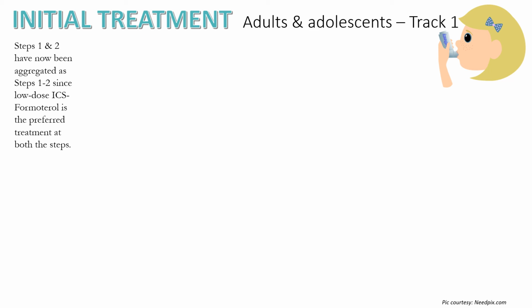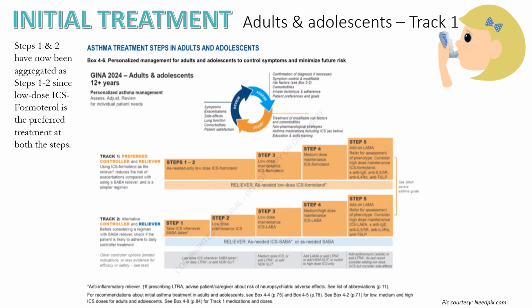Now, steps 1 and 2 of the initial treatment track have been aggregated as steps 1-2, since low dose ICS formoterol is the preferred treatment at both step 1 and step 2. So this is what I am talking about. Here step 1 and step 2.